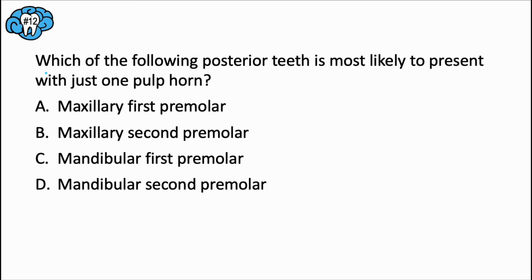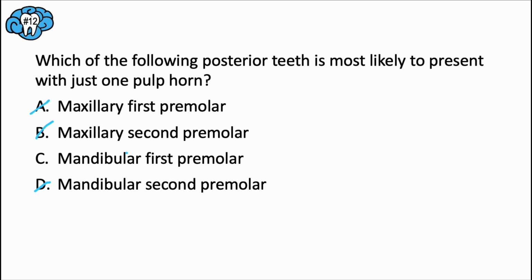So you may have noticed that all of the premolars are included as answer choices, and one of them is not quite like the other. There's an outlier here when it comes to pulp horns, and by extension, cusp tips. So let's go through them. Both maxillary premolars usually have two cusps and therefore two pulp horns, so we can pretty safely rule those out from a possible answer. The mandibular second premolar usually has two or even three cusps and therefore two or three pulp horns, so we can definitely rule that one out.